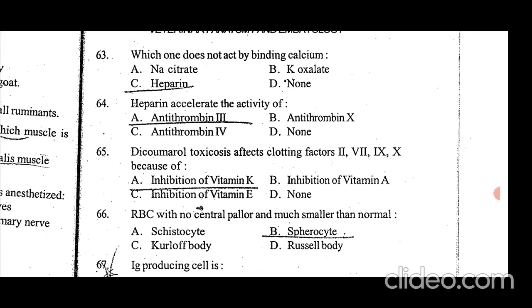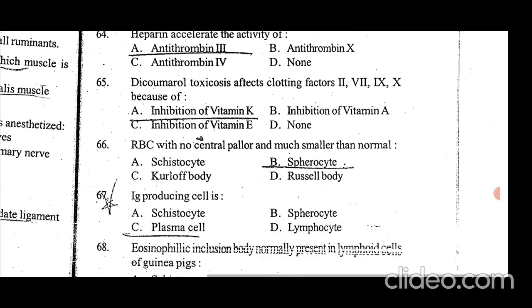Decumoral toxicosis affects factors 2, 7, 9, 10 because of inhibition of vitamin K. Heparin accelerates the activity of antithrombin 3 and does not act by binding calcium.